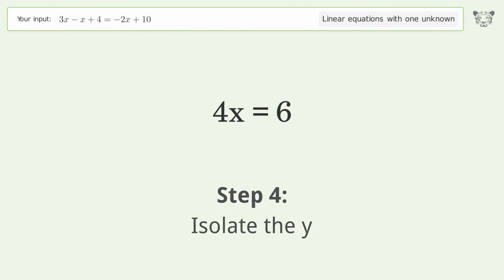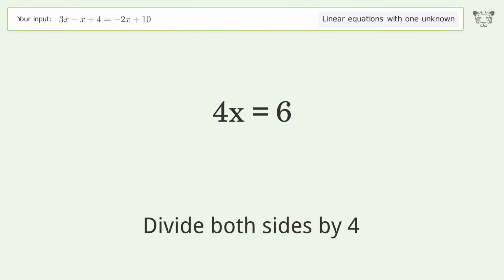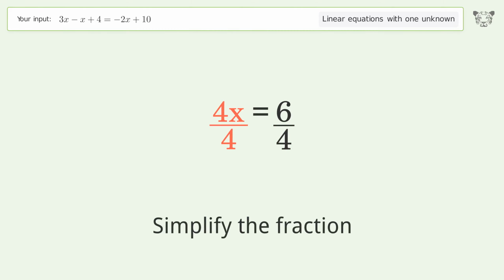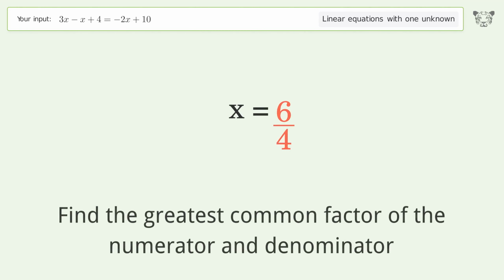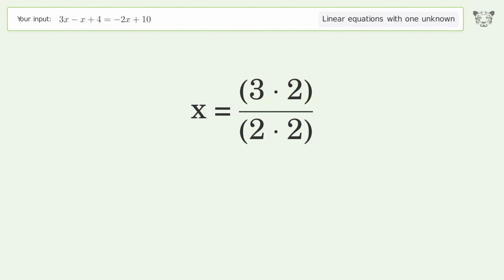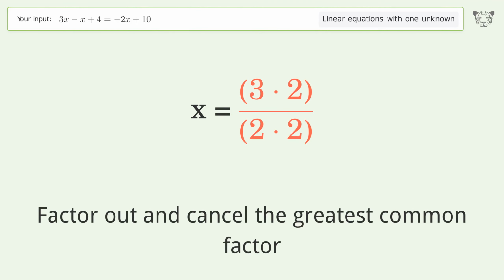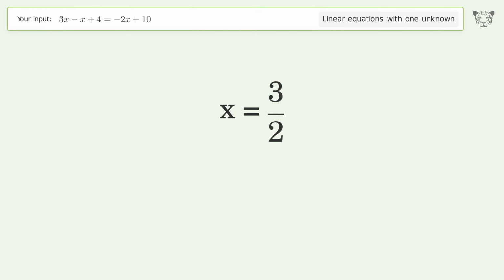Isolate the y. Divide both sides by 4. Simplify the fraction. Find the greatest common factor of the numerator and denominator. Factor out and cancel the greatest common factor. And so the final result is x equals 3/2.